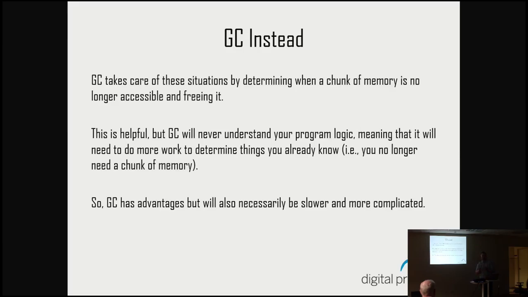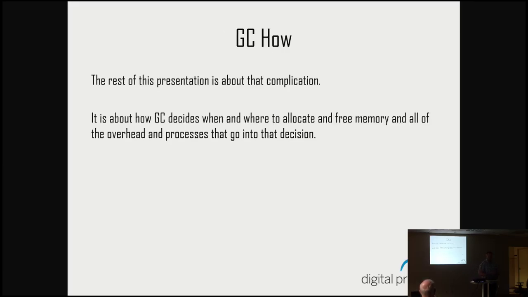Okay? So GC can't understand your program logic, not completely yet. It can't understand exactly what you intended to do or not. So it tries to keep track of what you are still using. And it does that mostly by what you could still be using. Okay? So if you have the ability to do it. So this is the easy part. The harder part is figuring out how. So it's when and where we free memory.